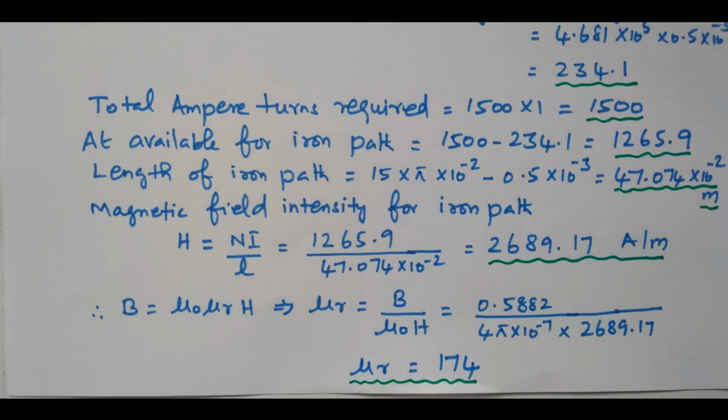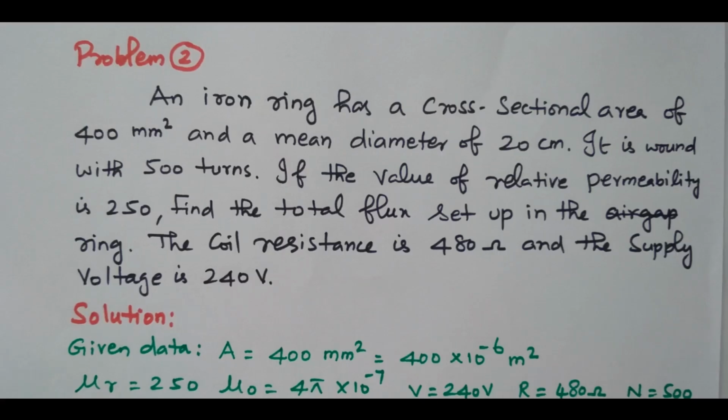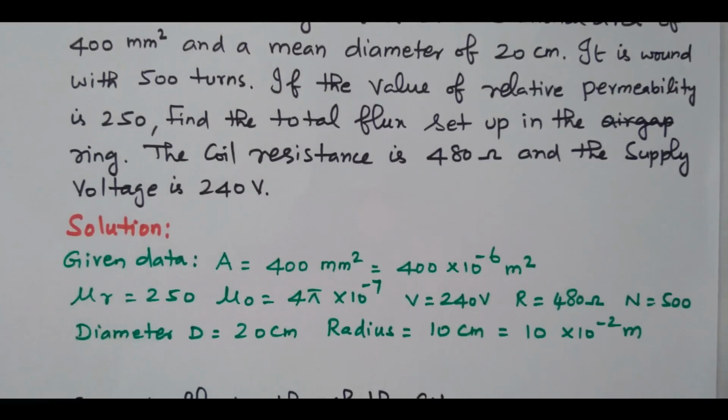We will go to the second problem. An iron ring has cross sectional area 400 millimeter square and mean diameter 20 centimeter. These two refer to the iron core. It is wound with 500 turns. The value of relative permeability is 250. We need to find the total flux set up in the ring. The coil resistance is given as 480 ohm and the supply voltage is 240. Now we will see what data are available.